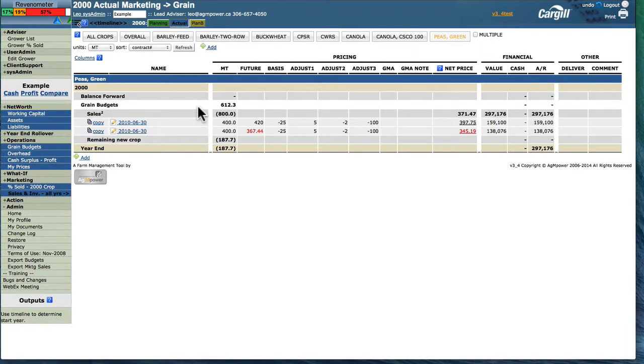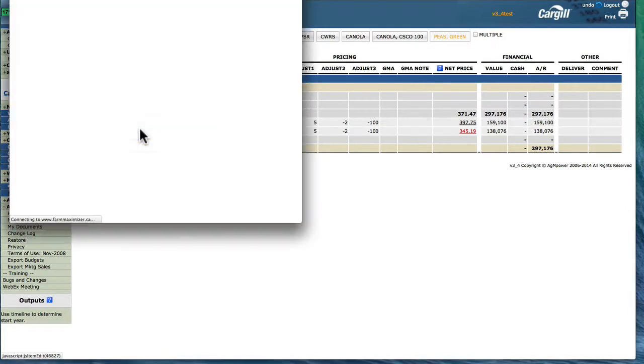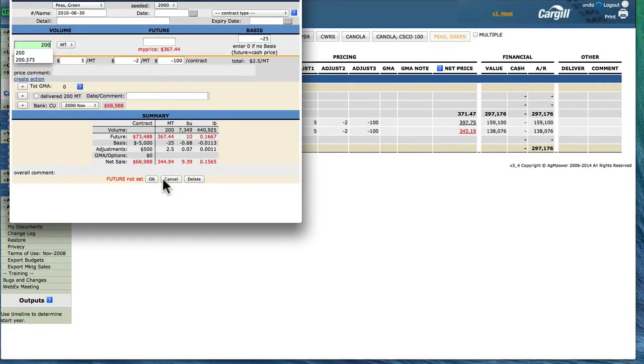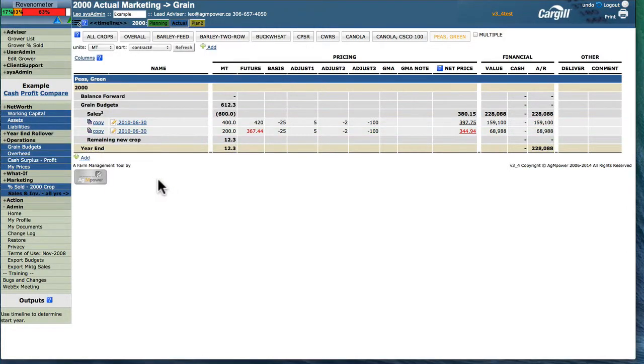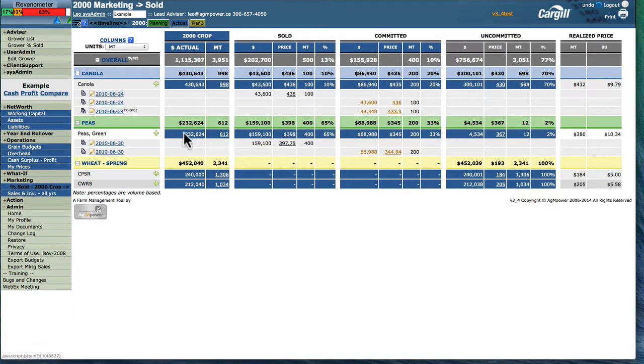Since we only have enough grain budgets to grow 600 tons of peas, I should revise my numbers in sales to avoid being oversold. To look at our numbers in bushels, change the units. On our percent sold page, looking in actual, we have a blue menu. We're projecting 600 tons. 400 tons is sold, 200 is committed with a future that is open, and 12 tons remaining uncommitted.